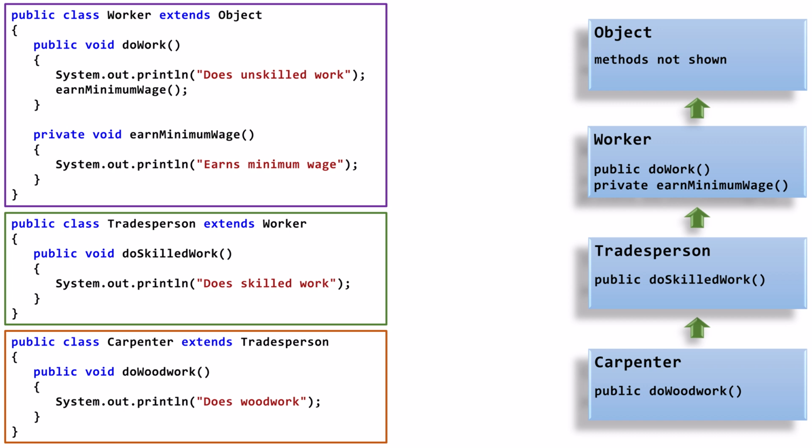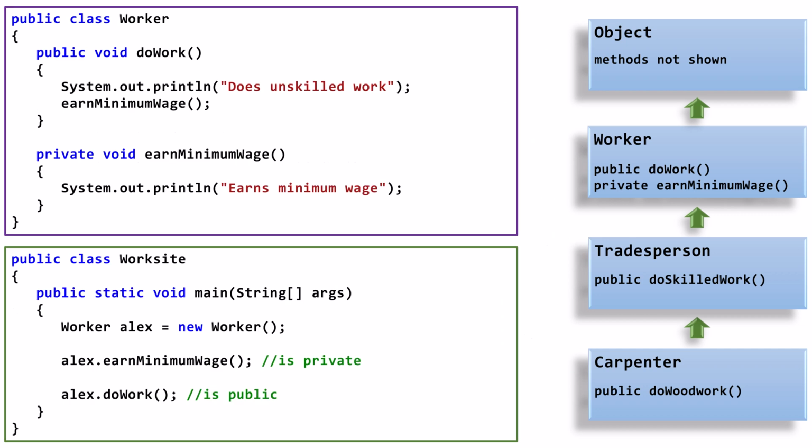To clarify the relationships, Worker is an Object. Tradesperson is a Worker. Carpenter is a Tradesperson. Let's look at a new class, WorkSite. WorkSite is not in an inheritance relationship with Worker, Tradesperson, or Carpenter. We've declared a Worker variable, alex, and initialized it with a new instance of the Worker class.